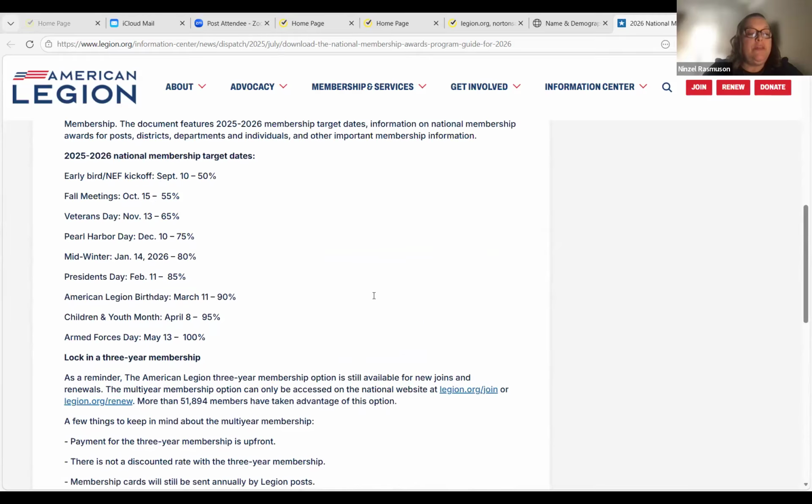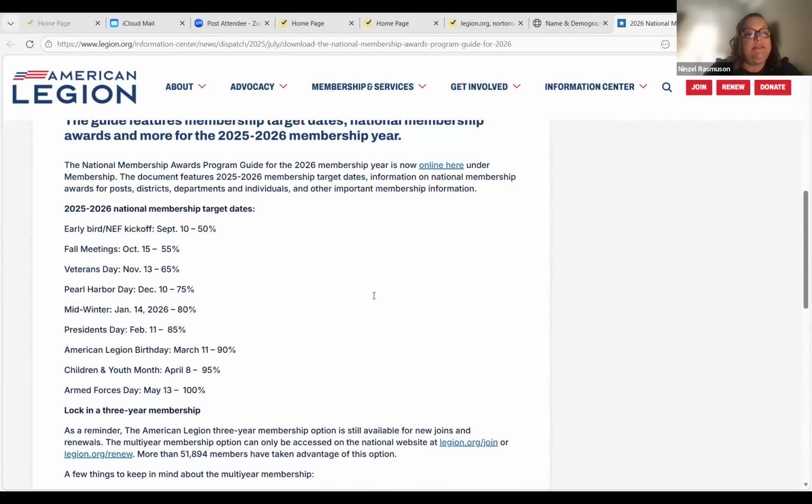The cutoff dates are the dates based on those. So that's what you are looking at. They're using the American Legion birthday, March. Well, it's not actually March 11th, but it's March 15th as far as the real birthday. But that's the date that they're using for 90%. Yeah, and this is for percentages, but there's another cutoff date.